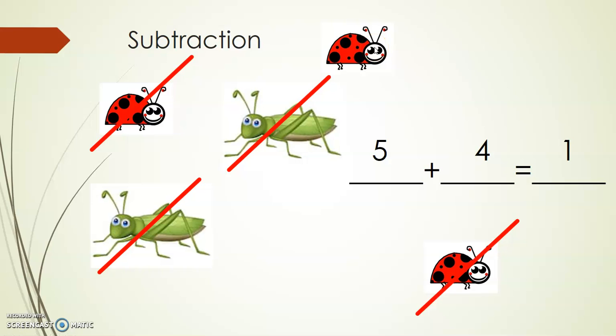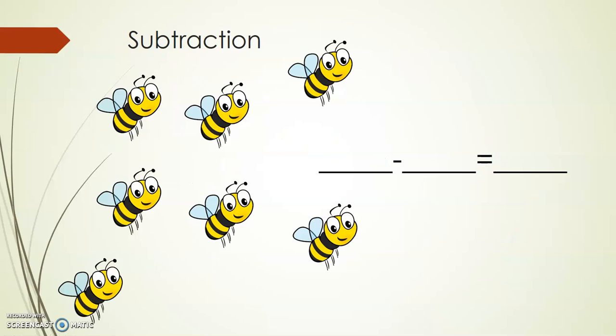Just 1. Let's try another one. On this one, I did the right sign. I wasn't silly. So on this subtraction problem, I have bees. How many bees do I have? Count with me. 1, 2, 3, 4, 5, 6, 7. There are 7 bumblebees. So I'm going to write 7 right here.